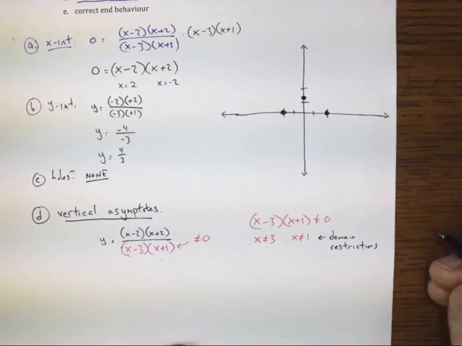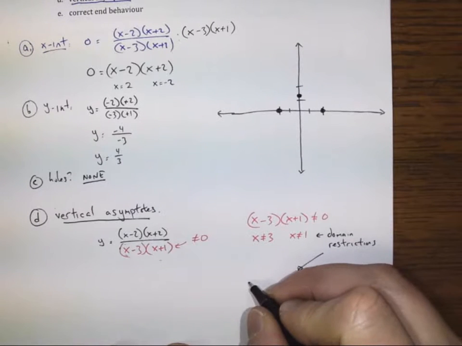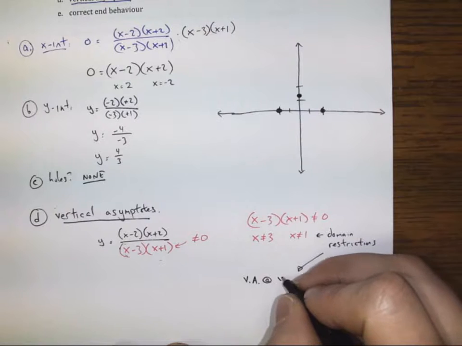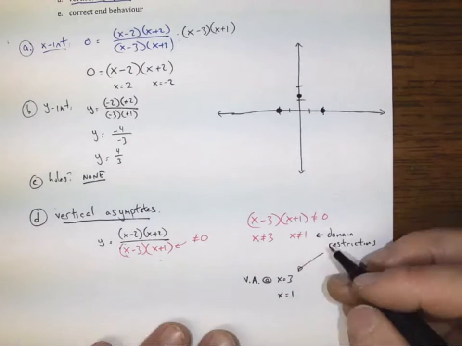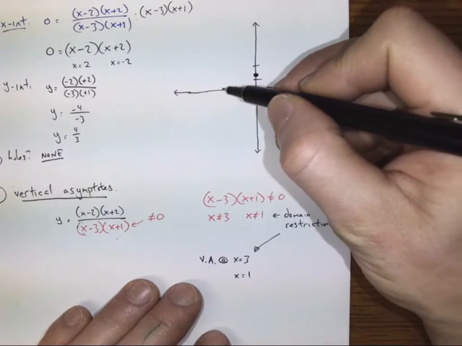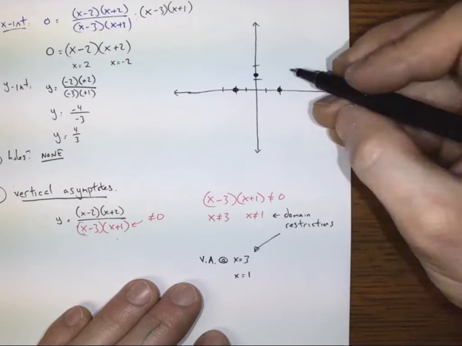And these domain restrictions tell us our vertical asymptotes. So they tell us we're going to have asymptotes. We're going to have vertical asymptotes at x equals 3 and x equals 1, which are the values that our graph can't have. And that's what an asymptote is. It's not really part of the shape itself. It's really a boundary of the shape.